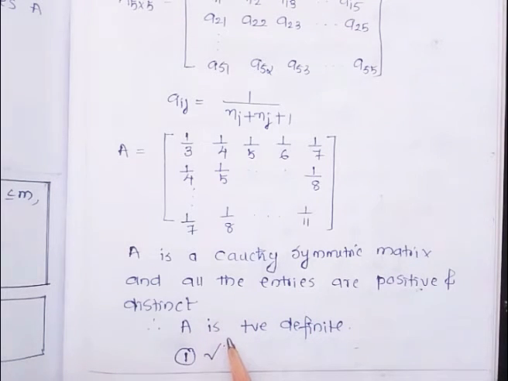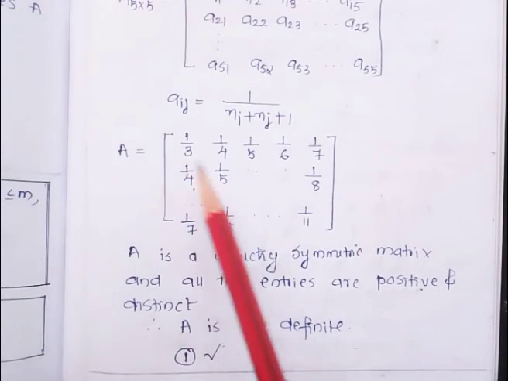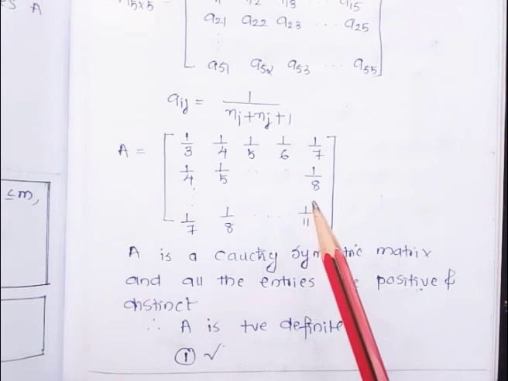Therefore, we can say that A is positive definite. Otherwise, we can look at all the leading principal minors of this matrix, which are positive. In that way, we can also conclude that A is positive definite. So our first option is the correct option.